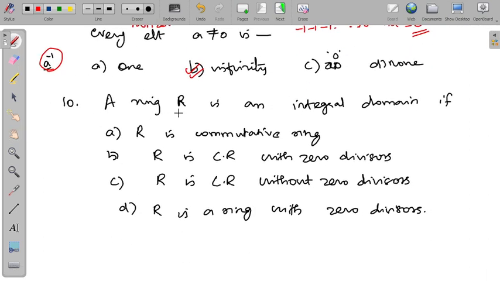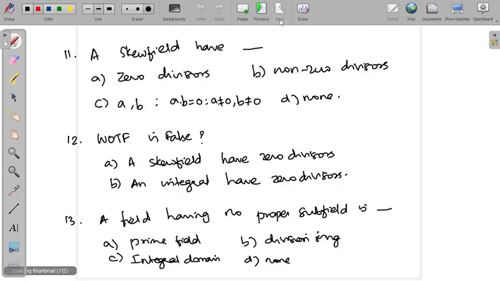Now the 10th one, a ring R is an integral domain if R is a commutative ring without zero divisors is the right one. If it is an integral domain, then it is a commutative ring without zero divisors. The next question, a skew field has zero divisors, is the result to examine. And the 12th one, which of the following statements is false? A skew field has zero divisors, and an integral domain has zero divisors. So these two are false.